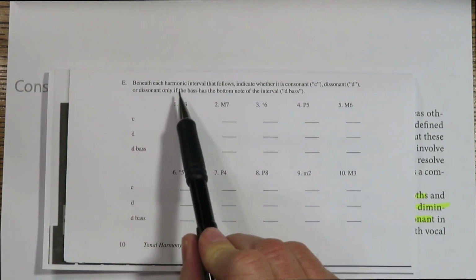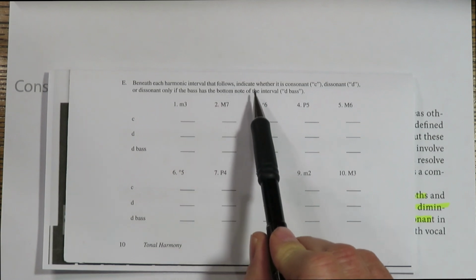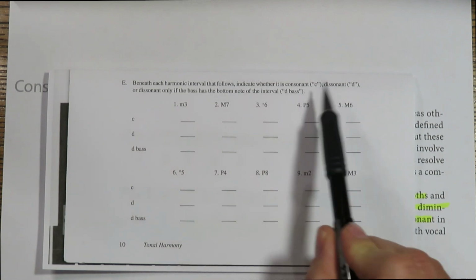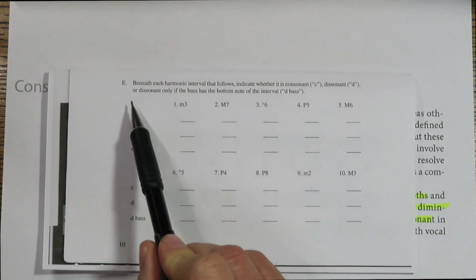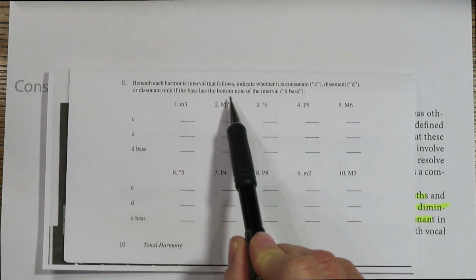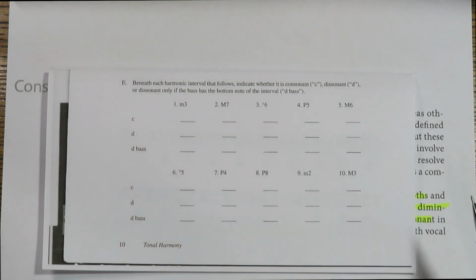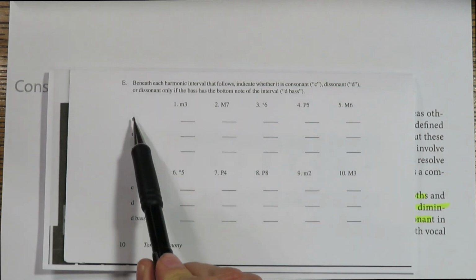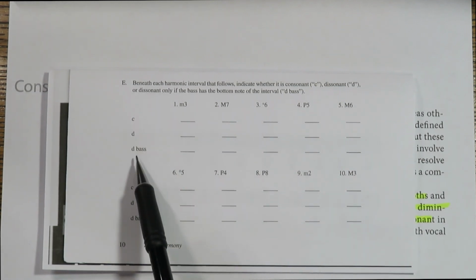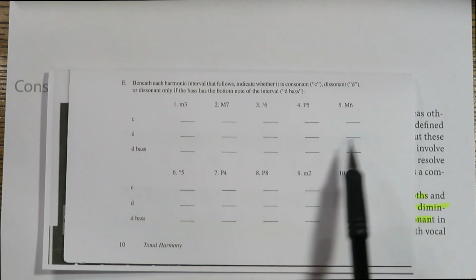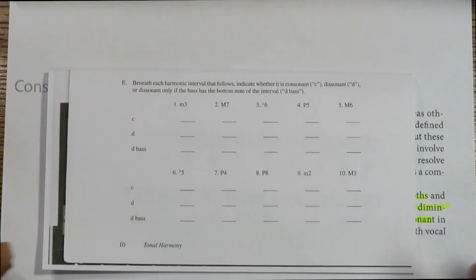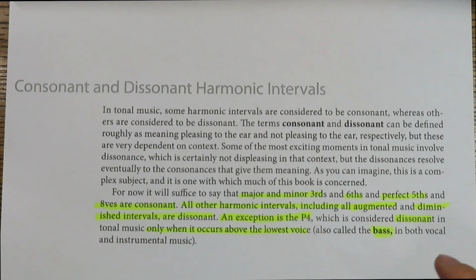Okay, so here we are in part E, our final section for this chapter. Now, beneath each harmonic interval that follows, indicate whether it is consonant, dissonant, or dissonant only if the bass has the bottom note of the interval. So here's consonant, dissonant, and D bass. Here's our intervals. So to figure this out, we need to read the excerpt from the textbook.